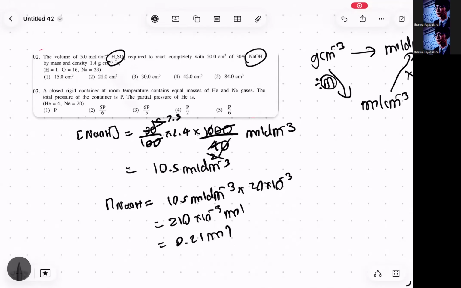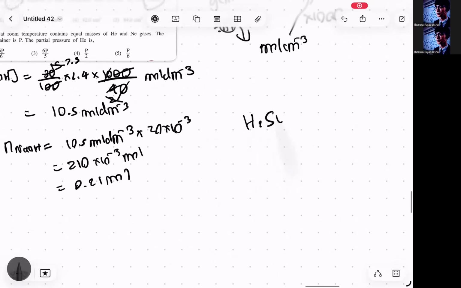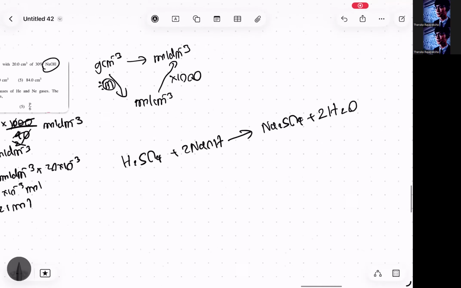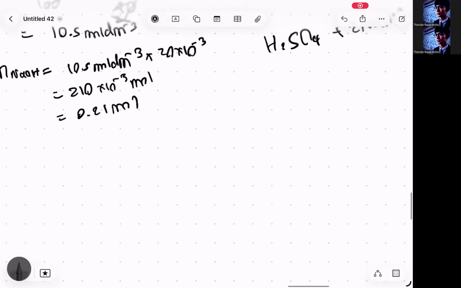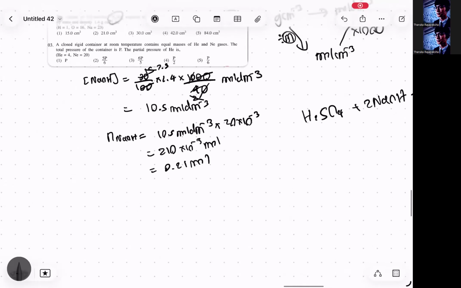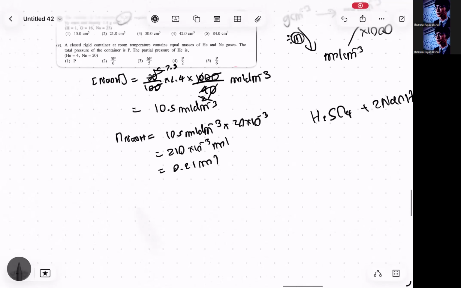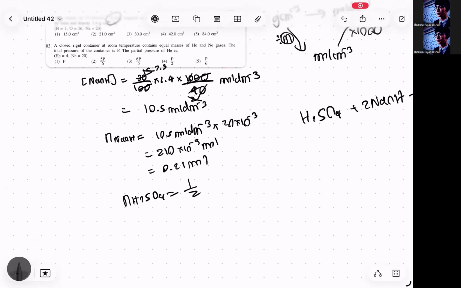Then you have to calculate the number of moles of H2SO4. So if we write the reaction, 2 sodium hydroxide will react with 1 H2SO4 to form Na2SO4 plus H2O. Right. So yeah, you have sodium hydroxide there. Then you can calculate the number of moles of H2SO4 by dividing by 2, or multiplying by half. Both are the same.